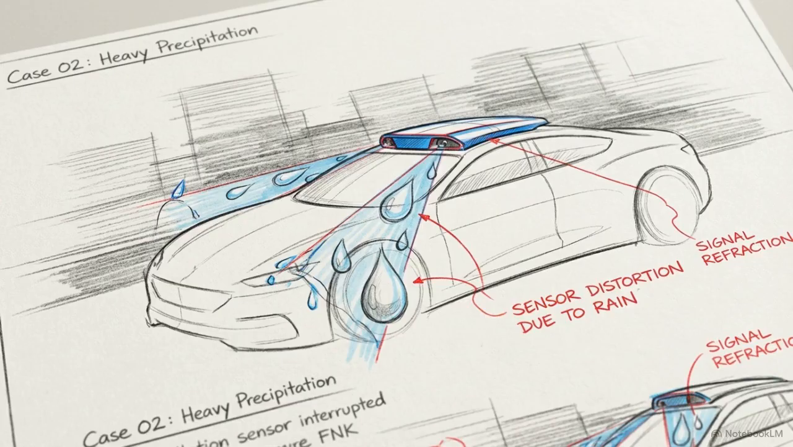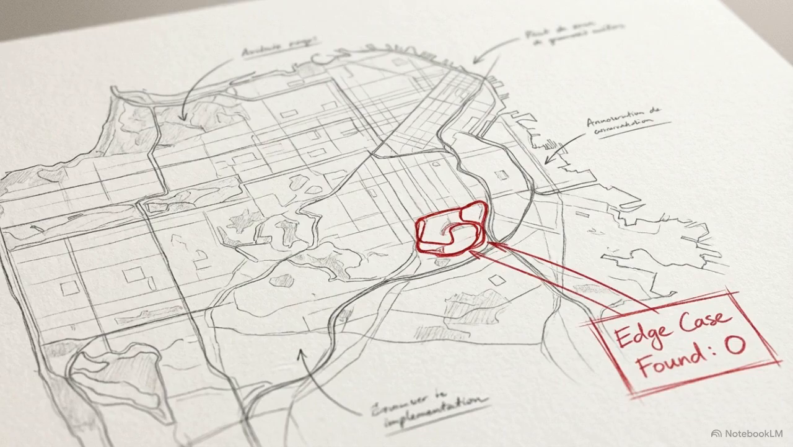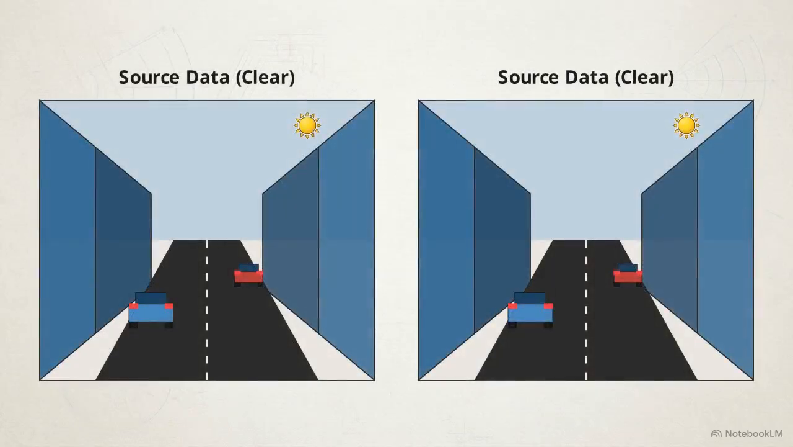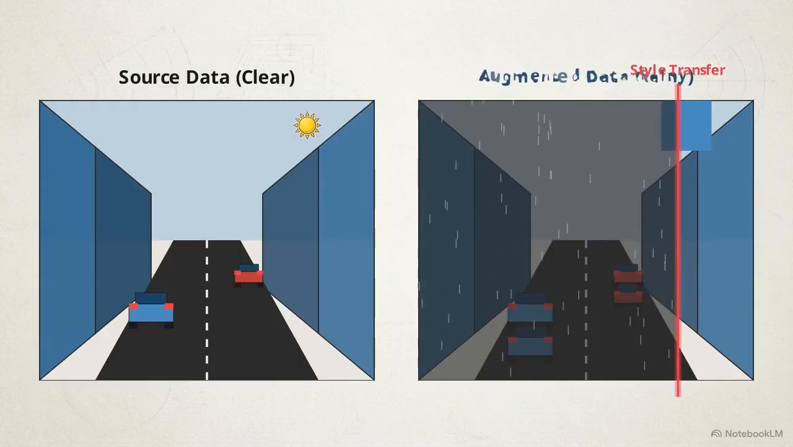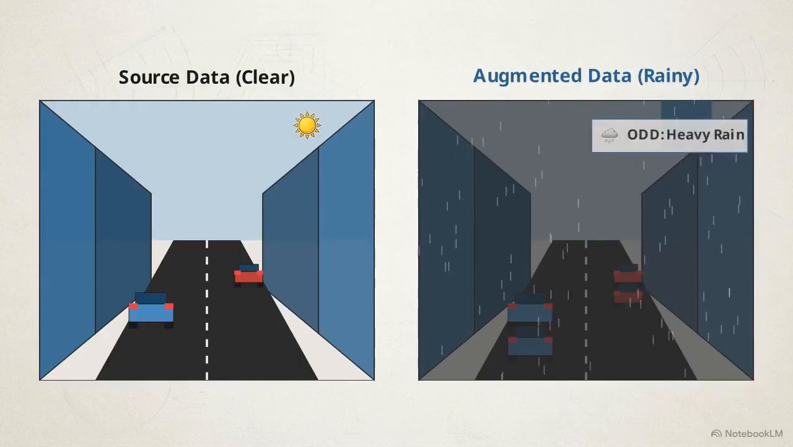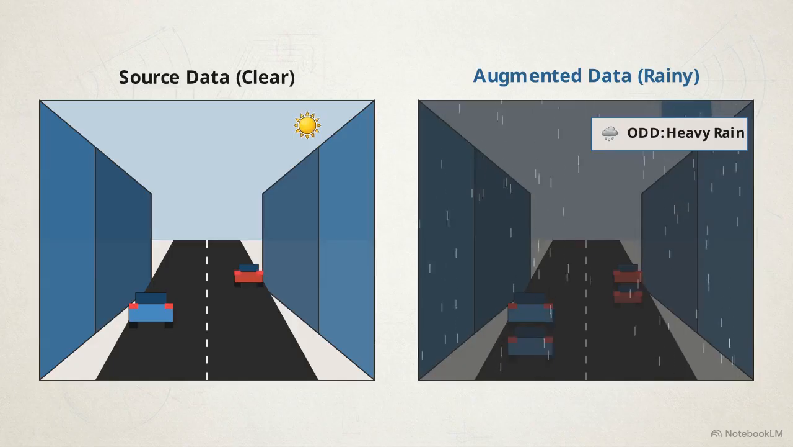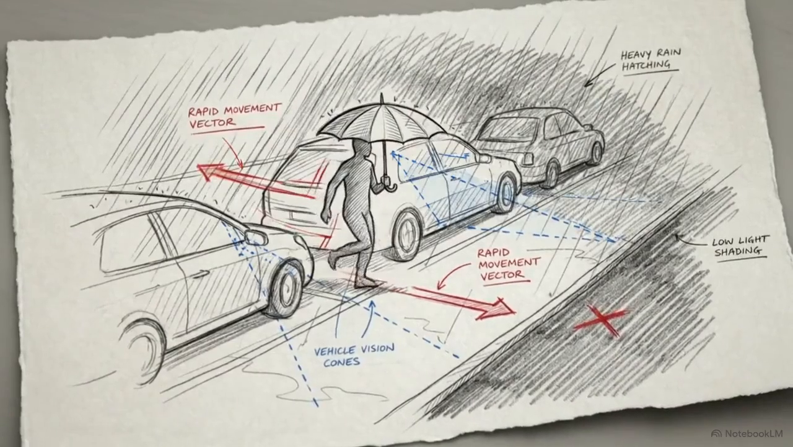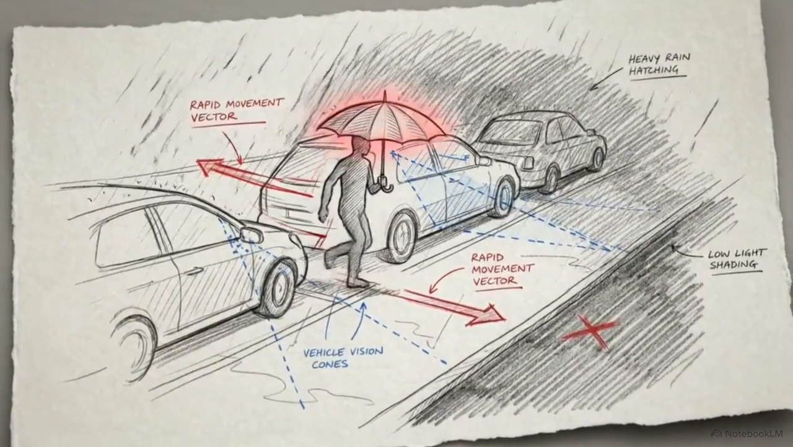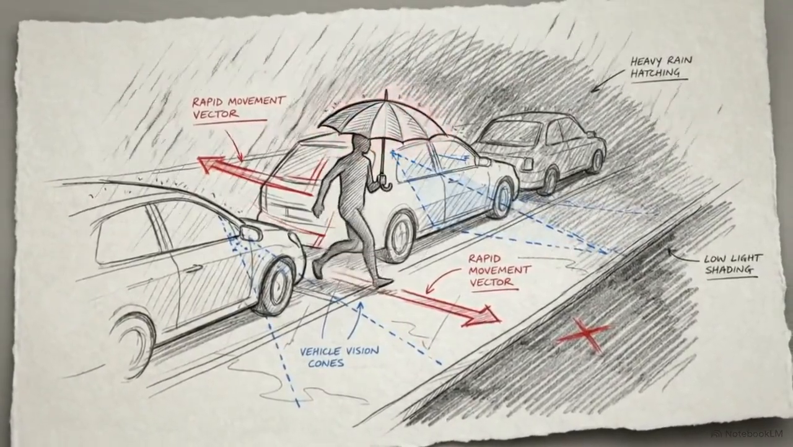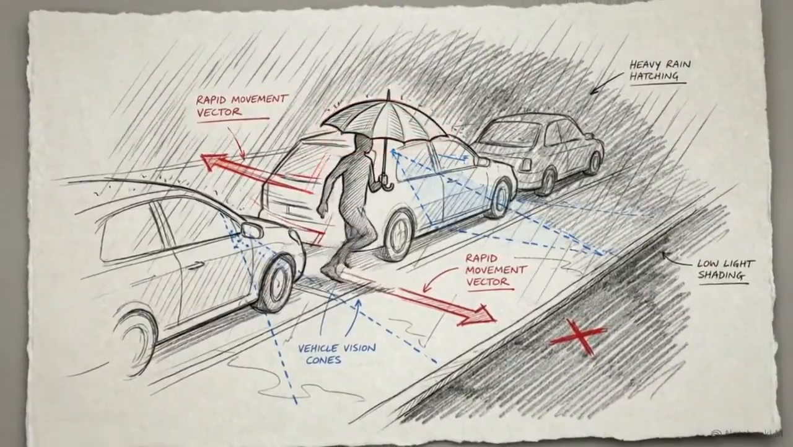While physical data collection provides real-world sensor noise, it is often too inefficient to capture rare edge cases through driving alone. Data augmentation techniques bridge this gap. Using deep learning style transfer, teams can computationally inject water drop noise and contrast reduction into existing clear weather footage. For high-risk scenarios, we use synthetic data generation. This safely simulates events like a child stepping into a roadway under heavy rain and low light.